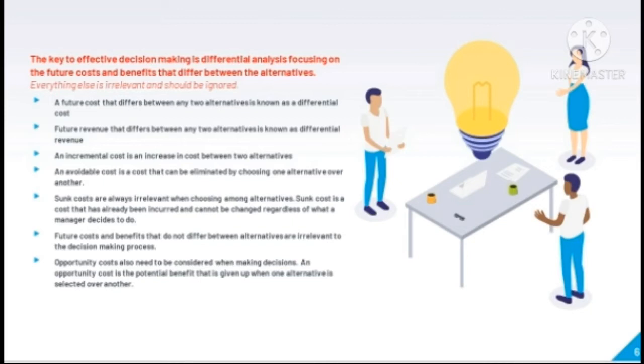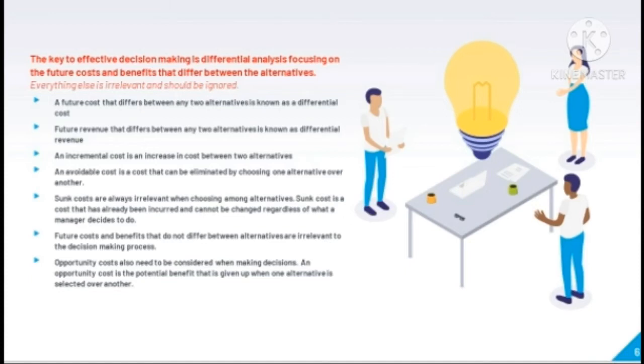Sunk costs are always irrelevant when choosing among alternatives. A sunk cost is a cost that has already been incurred and cannot be changed regardless of what a manager decides to do. Sunk costs are always the same no matter what alternatives are being considered. Therefore, they are irrelevant and should be ignored when making decisions. Future costs and benefits that do not differ between alternatives are irrelevant to the decision-making process.